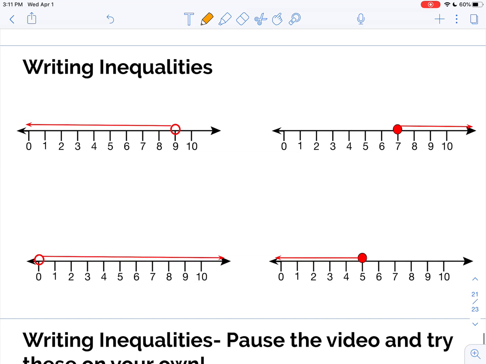And the last skill for today is writing the inequalities. So we're going to go in reverse from what we just did. So I always use x as my variable. You do not need to use x. You can use any letter that you want.